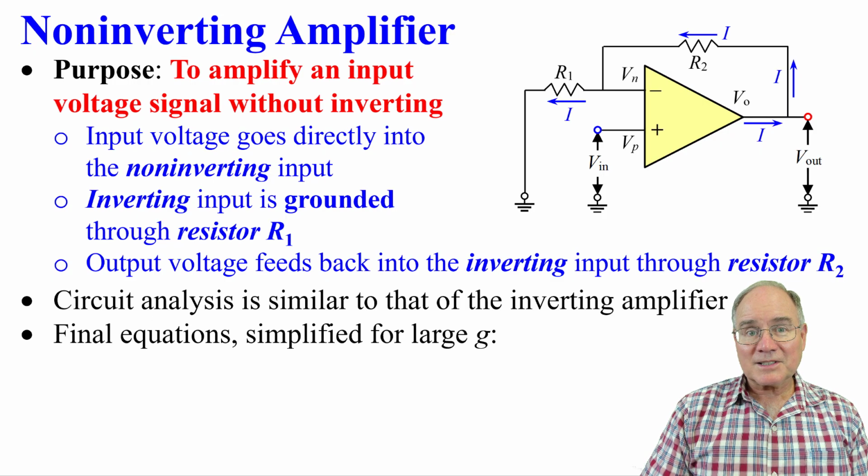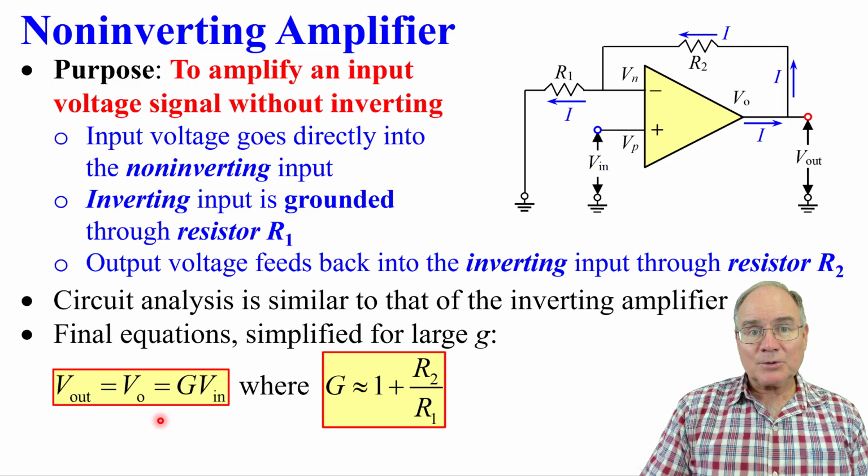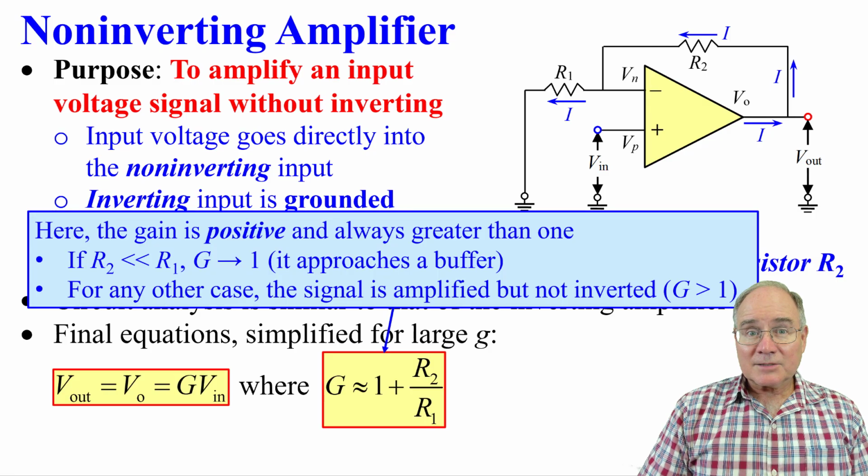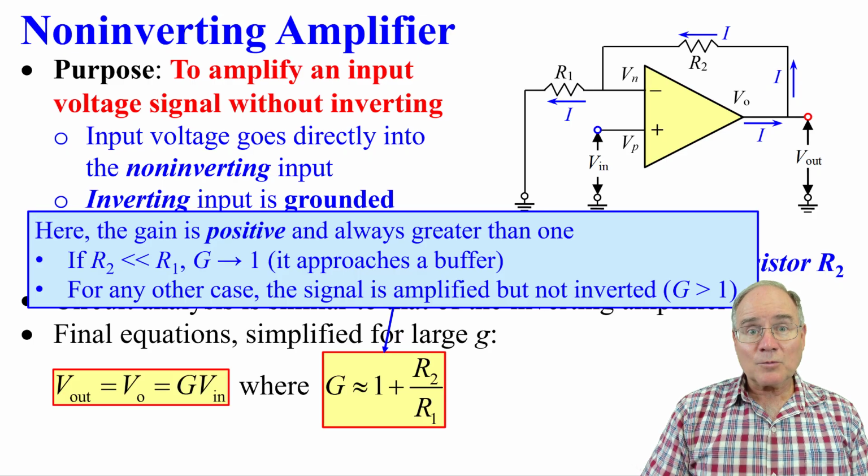The final equation, simplified for large G, is again that Vout is capital G times Vin, but capital G is 1 plus R2 over R1. Note that it's not R2 over R1 as you might have expected. Here the gain is positive rather than negative, and because these resistors have to be positive, the gain is always greater than 1. But if R2 is very small compared to R1, G approaches 1. It becomes a buffer. For any other case, G is greater than 1.